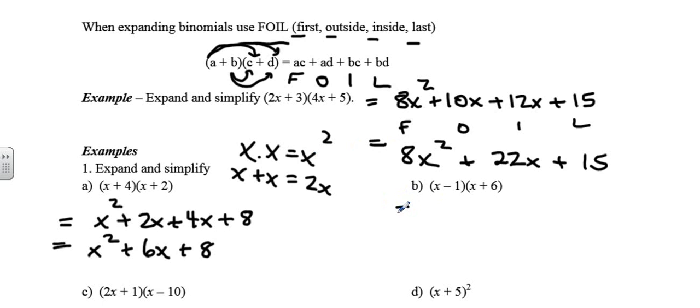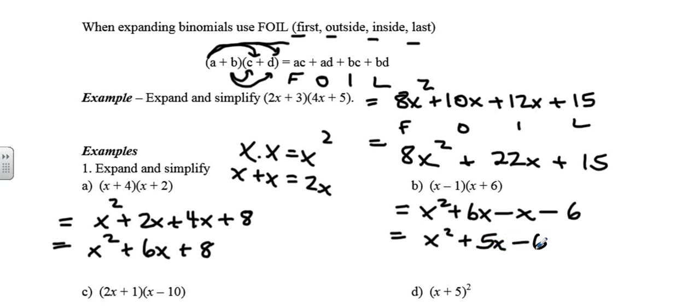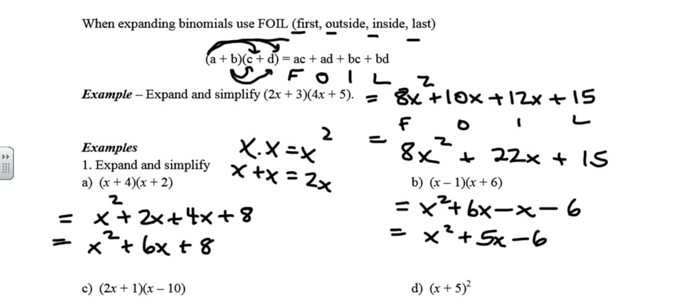Okay, so we've got x times x, x squared. Outsides, x times positive 6, that's plus 6x. Negative 1 times x, the insides, is negative x, and negative 1 times 6 is negative 6. When I gather up my like terms, I've only got one x squared. I've got 6x minus x, that's 5x, and I've got minus 6. There we go. We have expanded and simplified using FOIL.